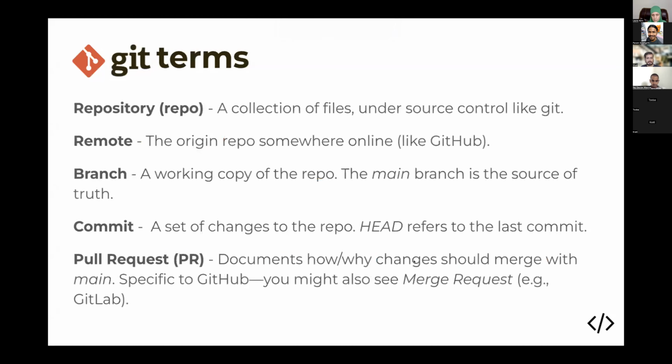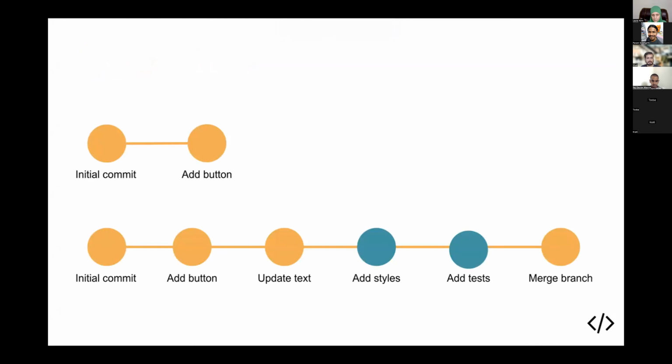And finally, there's one more term that's not mentioned here. It's called the diff, which essentially represents the difference between one branch and another, or one commit, one state of the repository and another.